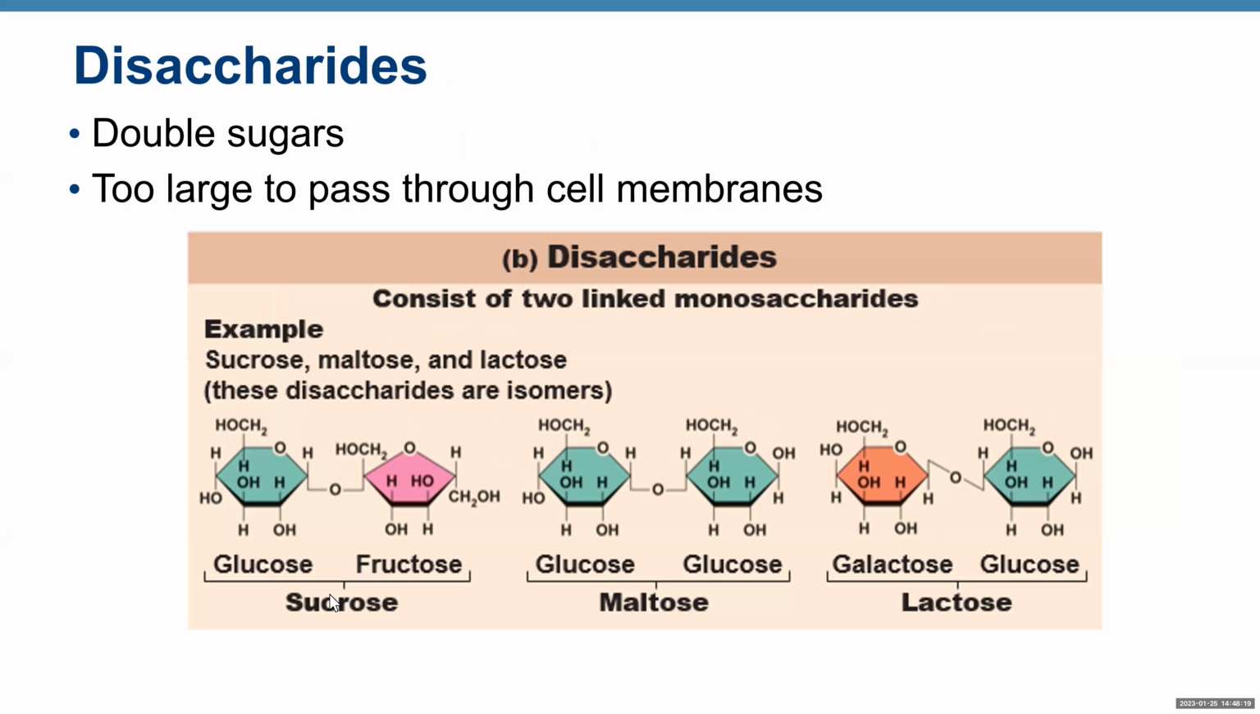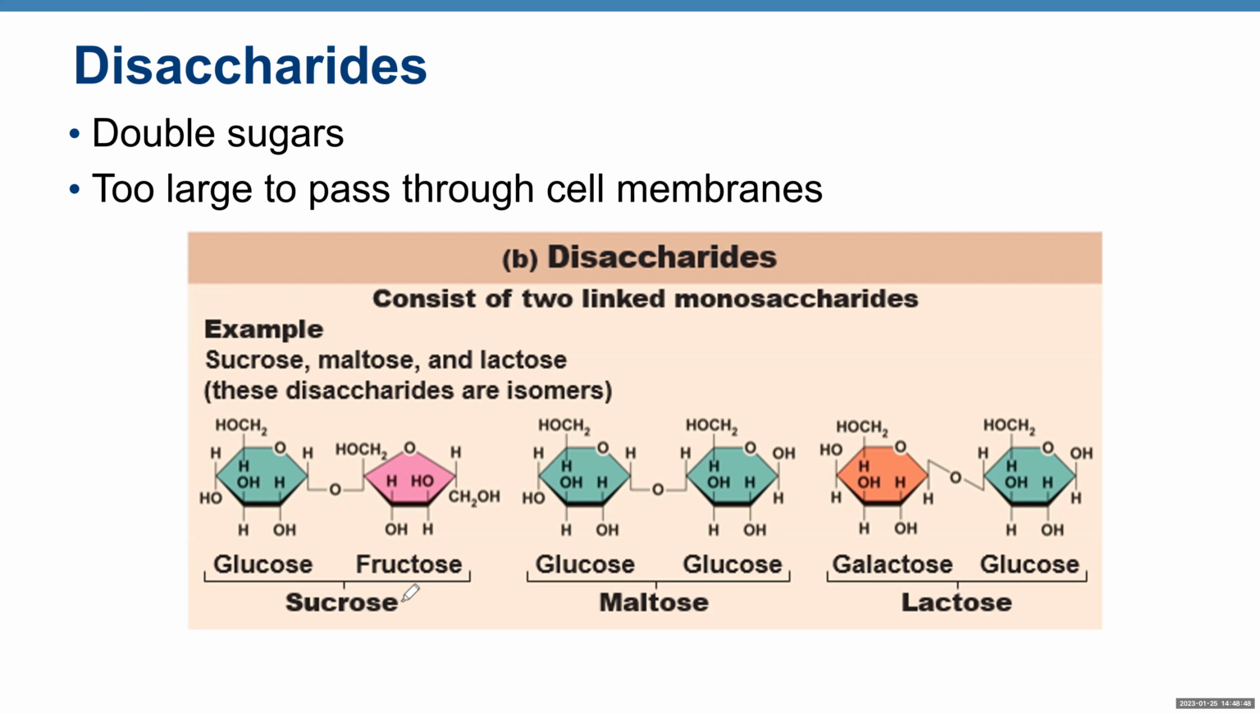Disaccharides are double sugars, and they are formed through dehydration synthesis. They're too large to pass through cell membranes. That means for you to absorb sugar, you need to break disaccharides into monosaccharides first, right? And that's what happens when you digest disaccharides.